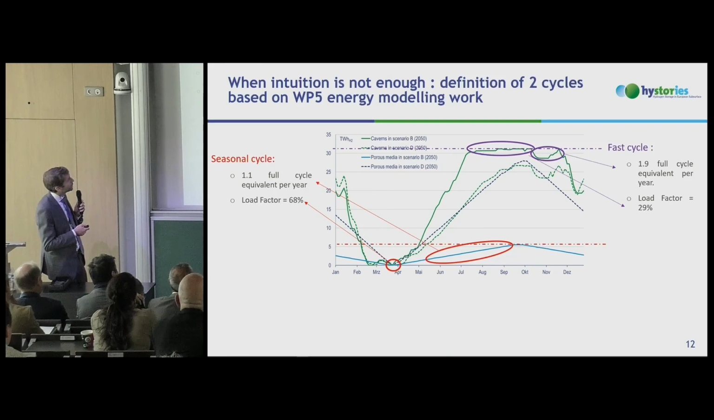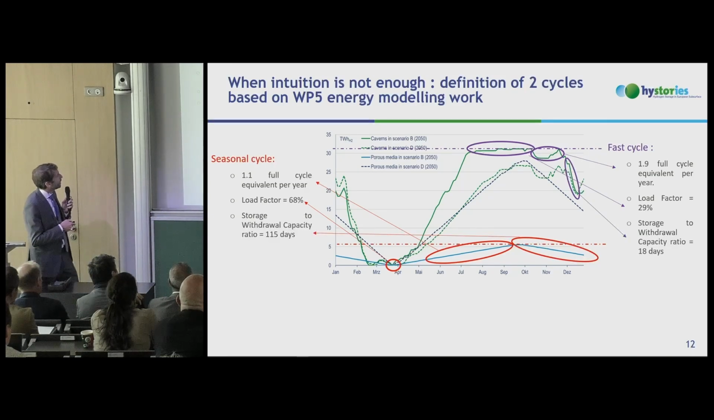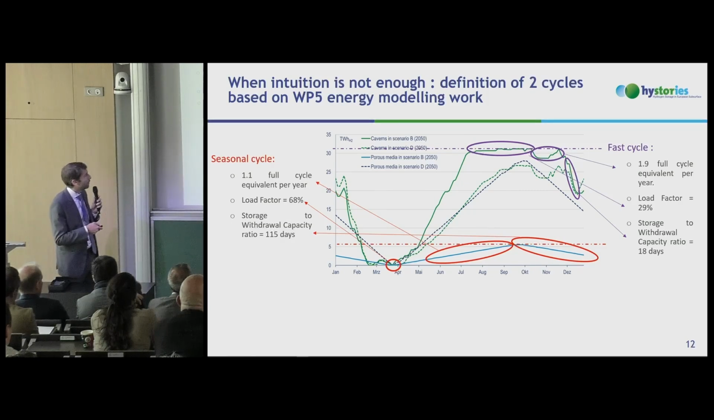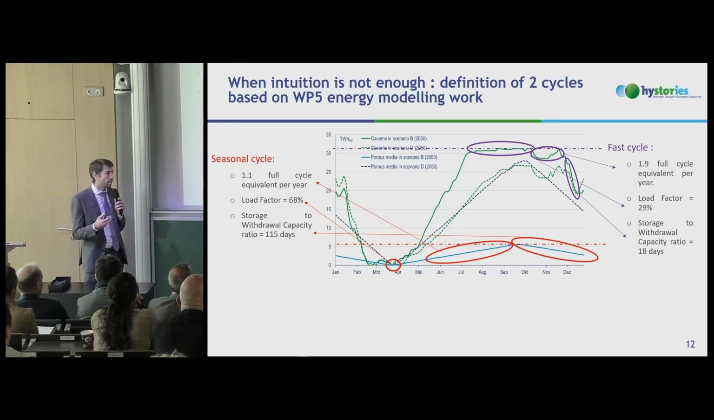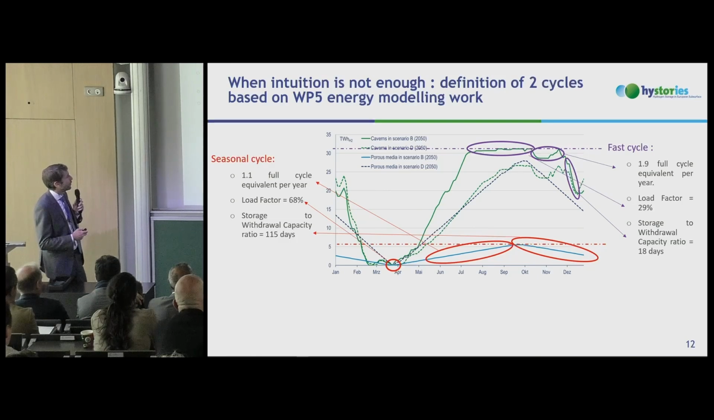You see here too that we've got a lot of standby time. Here we've got almost none. So that's why you've got different load factors. You see that if you make the ratio of the storage capacity, so this value here, to the slope you have when withdrawing, this slope here, you've got the number of days you need to totally empty an initially full site, and that's a good indicator of how fast your cycle is.